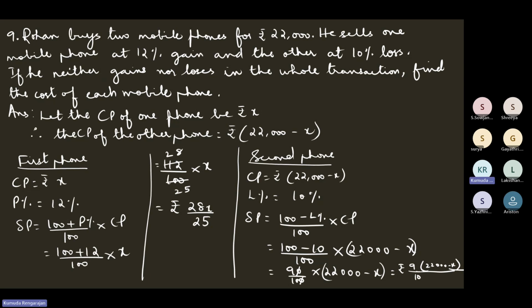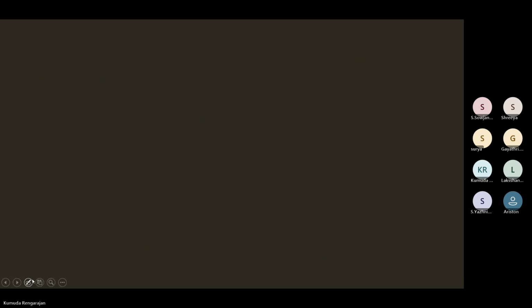So this means that the gain from the first transaction is the same as the loss from the second transaction. Profit on the first transaction is equal to the loss incurred on the second transaction. So equating these two, you can find the value of X, which will be the CP of the first one, and then 22,000 minus X will be the CP of the second phone. So now how do you find the profit?